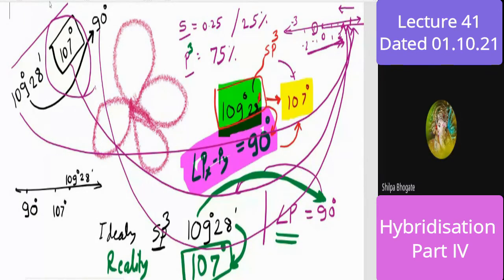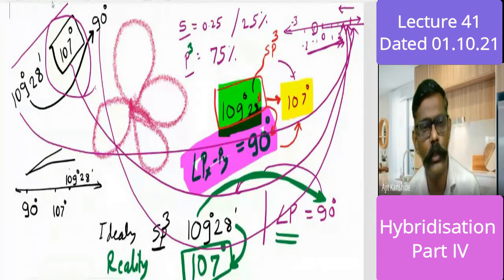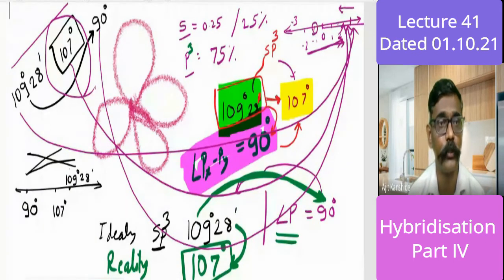Sir, same direction. Same direction. Waiting for further two replies. Same direction. Yes, simple question it was. While moving from 109 degree to 90 degree, here see, here you will find 109 degree to 90 degree.